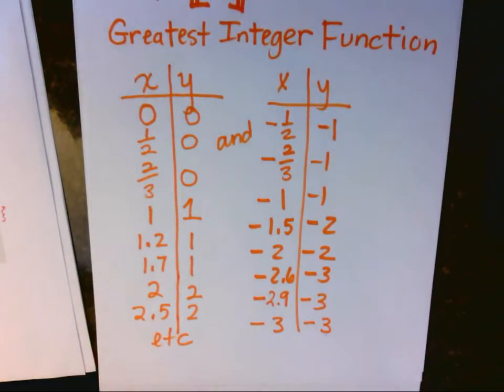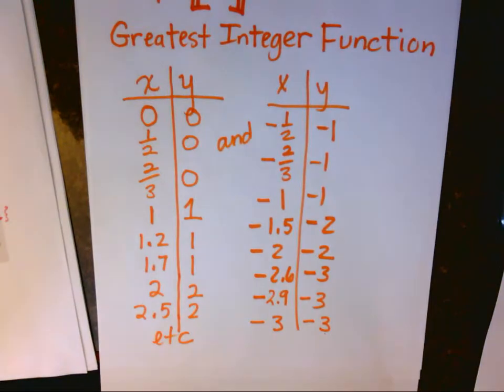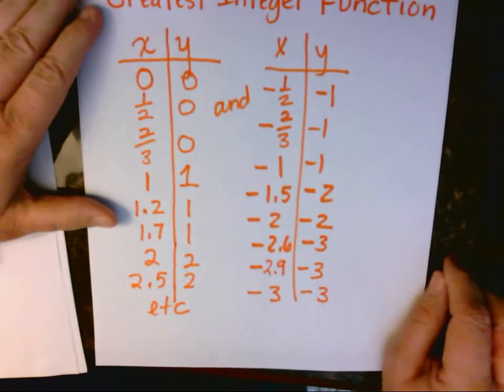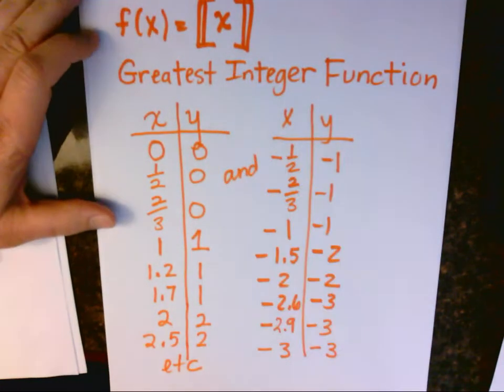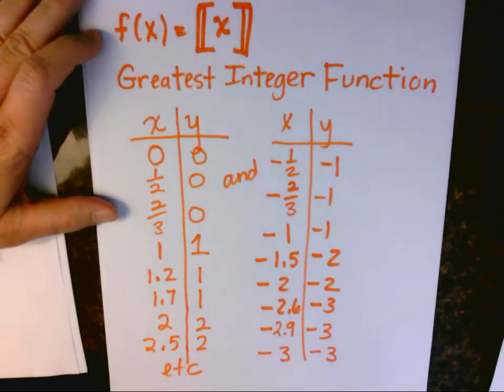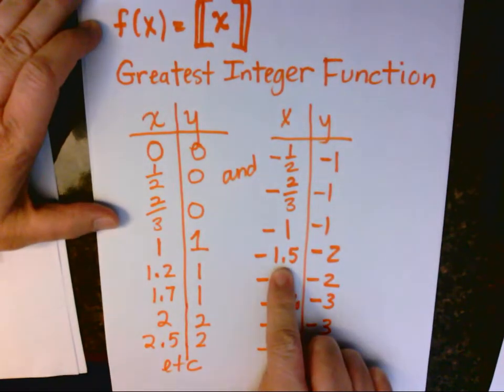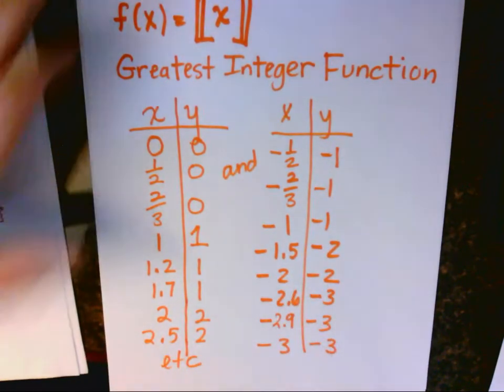Then I did some negative numbers on the next table, and remember that you can always pause this video and copy things down if I'm going too quickly. That's the way to handle it, or replay it. If you take -1/2 and you plug it in here, what integer is just less than or equal to -1/2? The largest one, that would be -1. -2/3, again, -1. Put a -1 in, -1 is less than or equal to that. -1.5, the integer just below that would be -2, and so forth, okay?